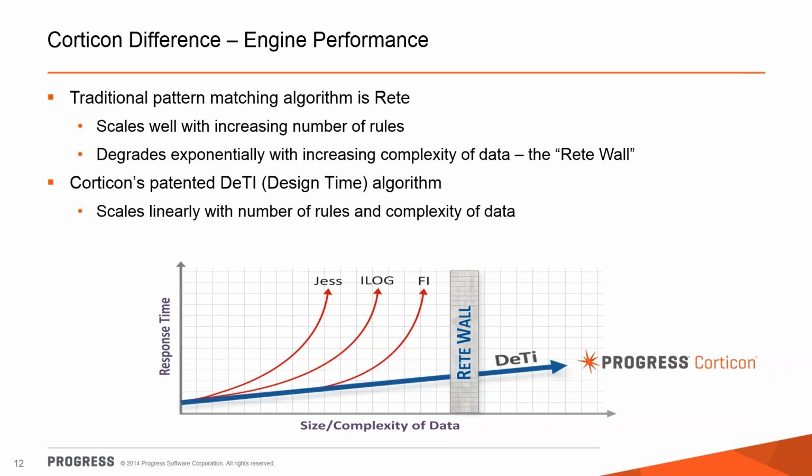So it doesn't really matter whether you send it a 1 kilobyte file of data or a 1 megabyte file of data to get processed, Corticon just goes on performing. It's not the exponential degradation that you're going to get with RETE. It's a very linear performance. So if you need 2 times the performance that you're looking for, just add twice the processing capability. That's it.